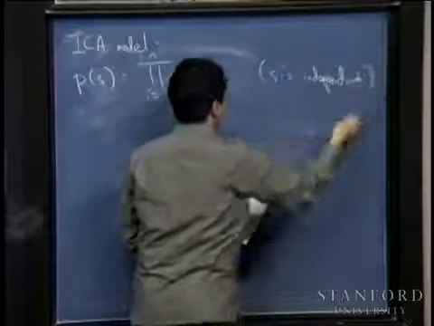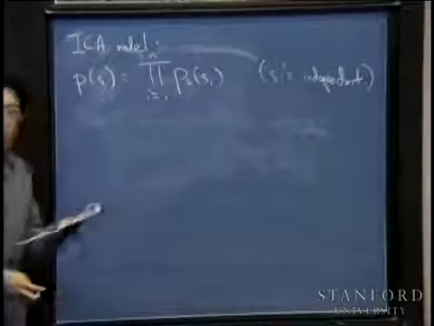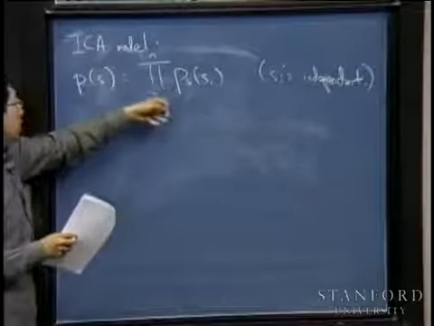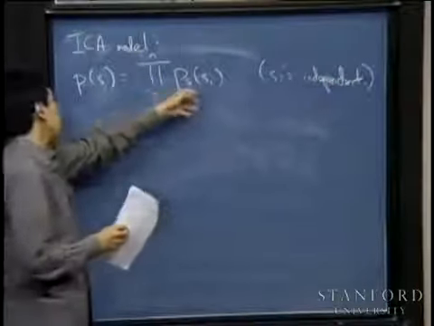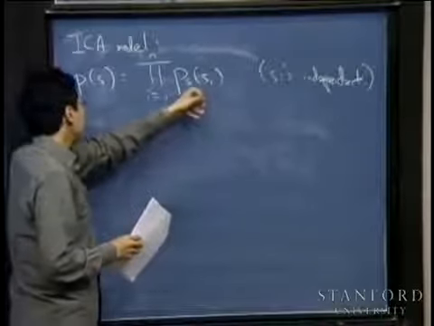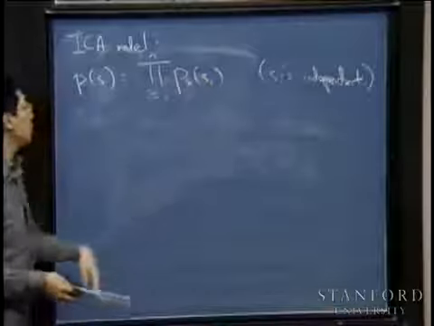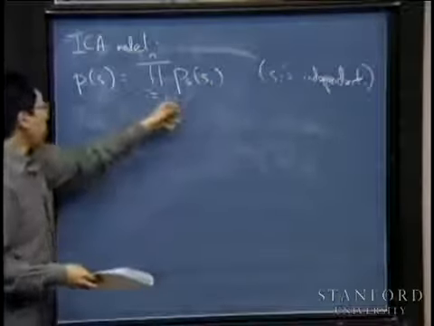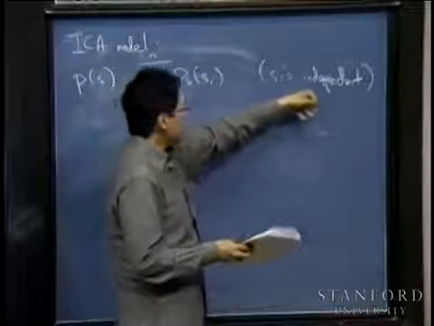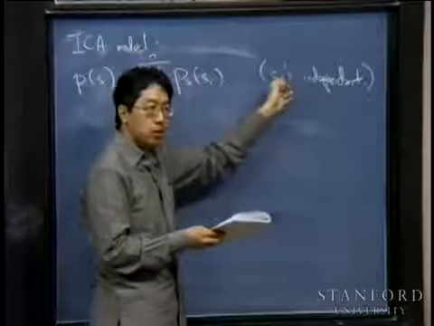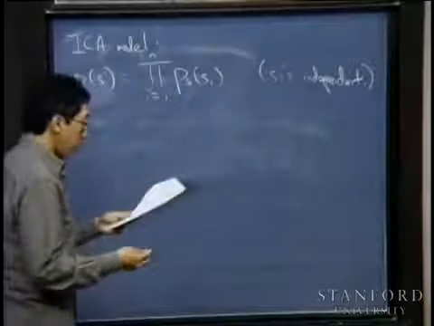So I'm going to assume that my density on S is given by a product over the n speakers of the density, the probability of speaker i emitting a certain sound. This is a product of densities, and this is a product of distributions because I'm going to assume that the speakers are having independent conversations. So the S_i are independent for different values of i.